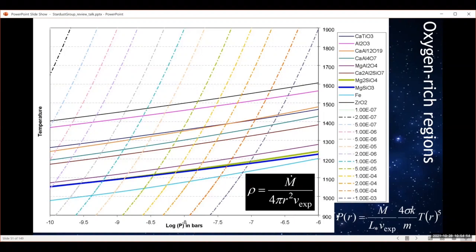So we have the pressure at a distance r is related to the temperature at a distance r by the mass loss rate, the luminosity of the star, the expansion velocity, the mass of the particles, and this is the Stefan-Boltzmann and Boltzmann constants.